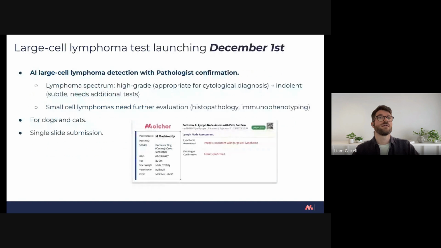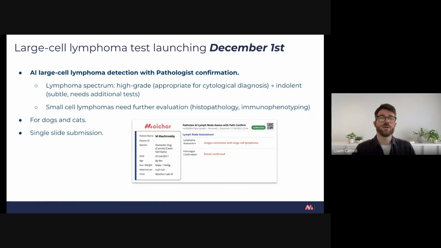Right, next slide. To recap what Dr. Davis said earlier, our large cell lymphoma test is launching on December 1st. It is an AI large cell lymphoma detection right now with pathologist confirmation. We know not everybody at the moment is comfortable with AI diagnoses, so we're launching this test with pathologist confirmation in the loop. The AI will run, make its own decision, and hand it over to a pathologist to confirm that before we return the results to you.